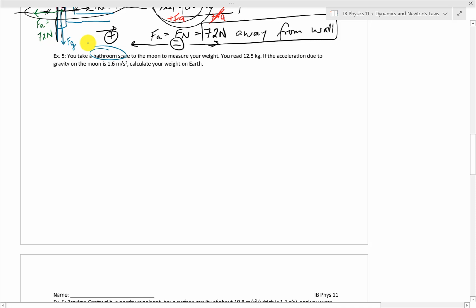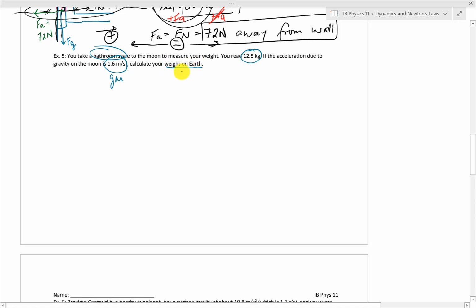You have a bathroom scale. You take a bathroom scale to the moon to measure your weight. On the moon, you read 12.5 kilos. It's not going to have so much significance, so I'm not going to label it now. If the acceleration due to gravity on the moon is 1.6 meters per second squared, which is one-sixth of the gravity we have on Earth, calculate your weight on Earth.